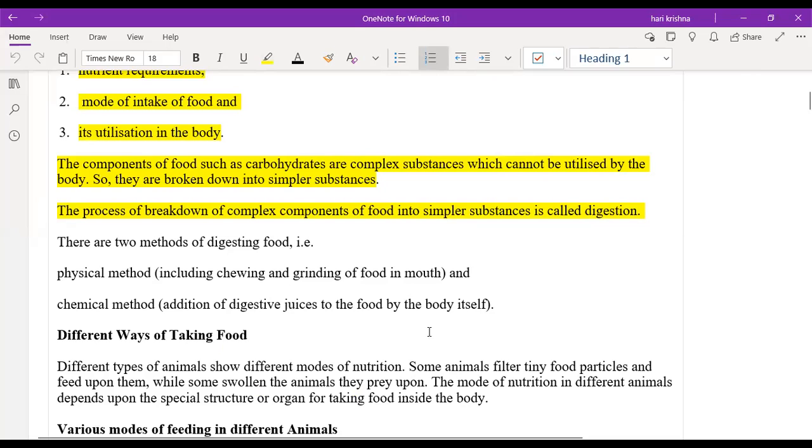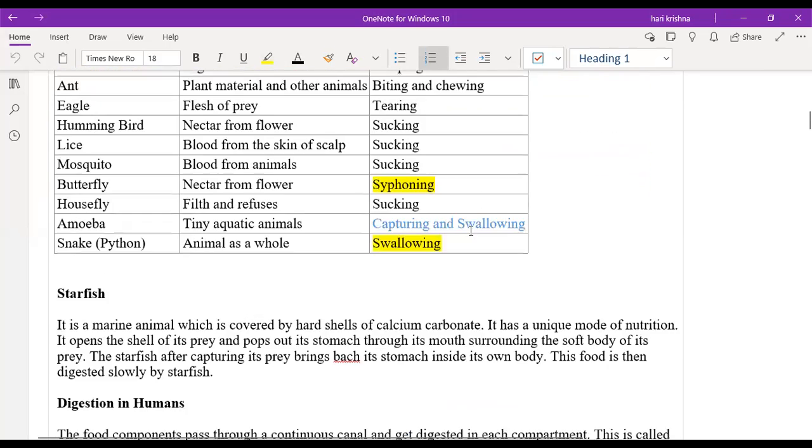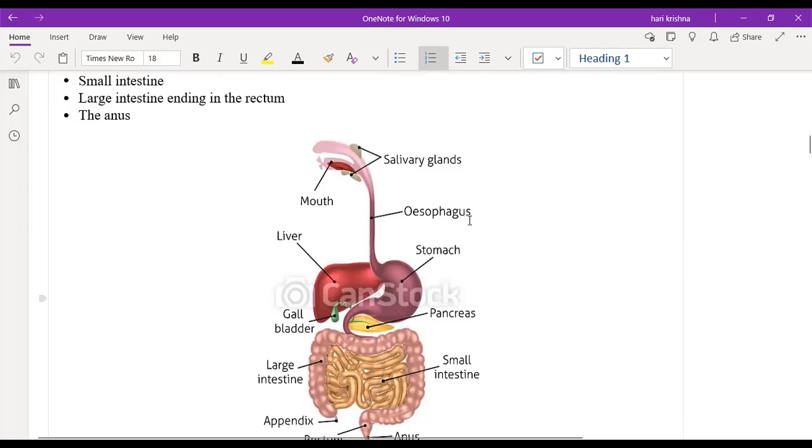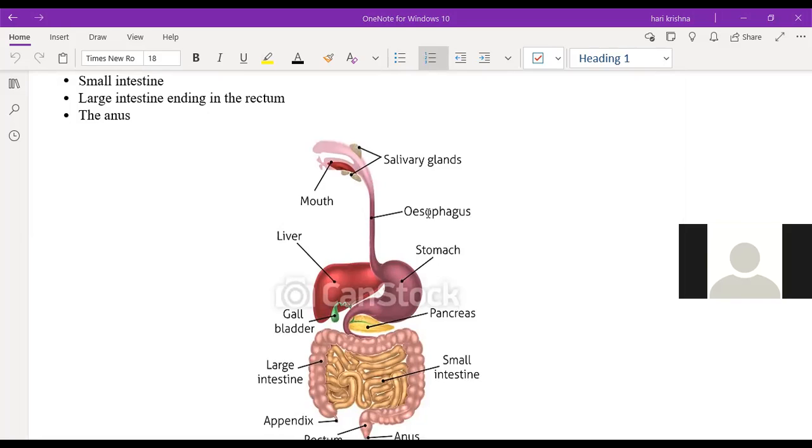So the digestion system has 2 methods. One is the physical method. The other one is the chemical method. Physical methods means what? Sir, chewing. Chewing, grinding. So what is happening inside the mouth is the physical method. Chemical methods means? Sir, where the stomach acids act in the small intestine. Yes, sir. Good. So all the digestive juices, pepsin, trypsin, stomach acids, mucous membrane, all these things.